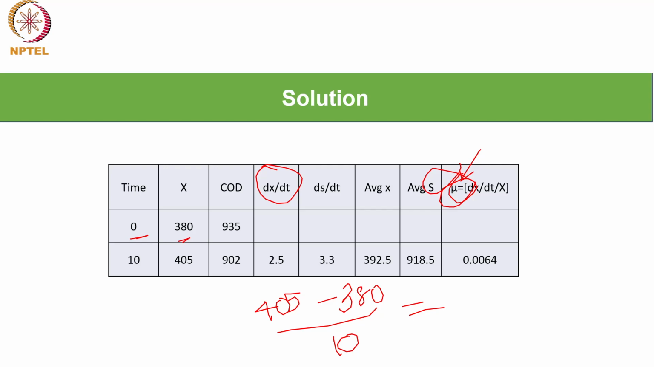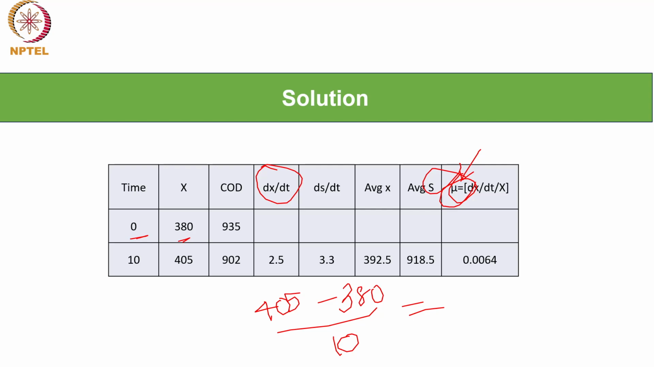It's 367, ma'am. How will you get 367? 405 minus 380 divided by 10. What is 405 minus 380? It is 25, right? 25 by 10 is 2.5. Yes, ma'am, it's 2.5. I was incorporating data wrongly. No problem. So your dx by dt is 2.5.